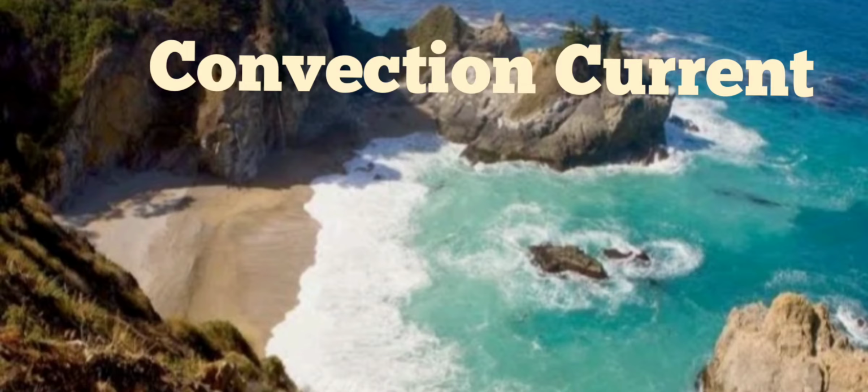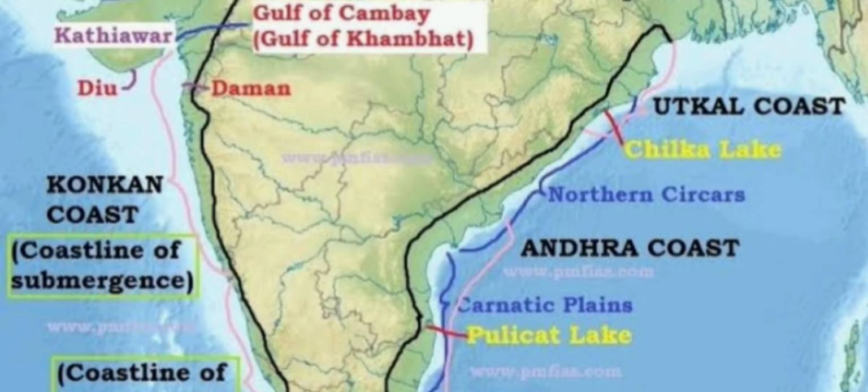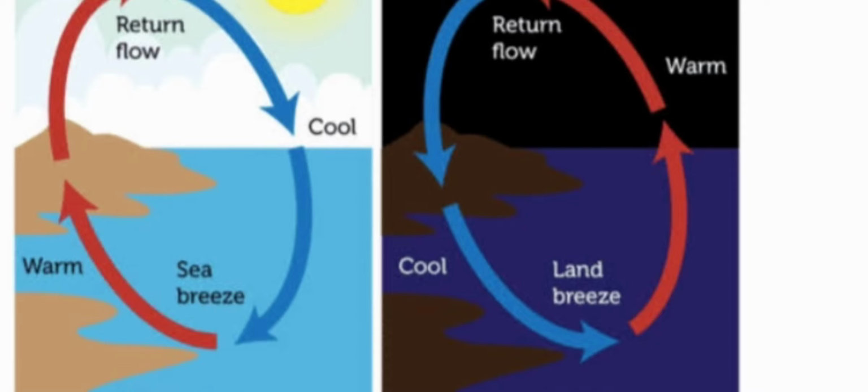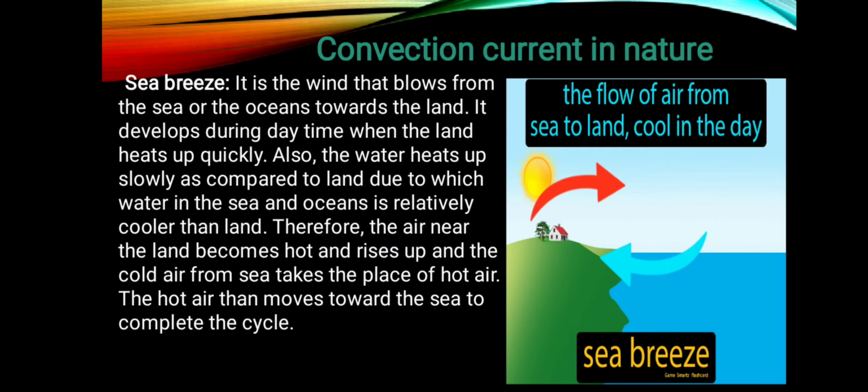Now we will discuss the most important topic, that is convection current in nature. In coastal areas, breeze generally blows from the sea to the land during the daytime. We call it sea breeze. And from the land to the sea, we call it land breeze, during the night. These sea and land breezes are actually convection currents.